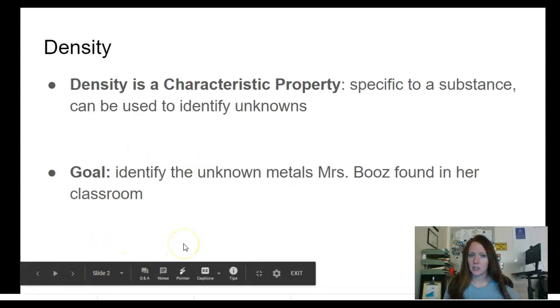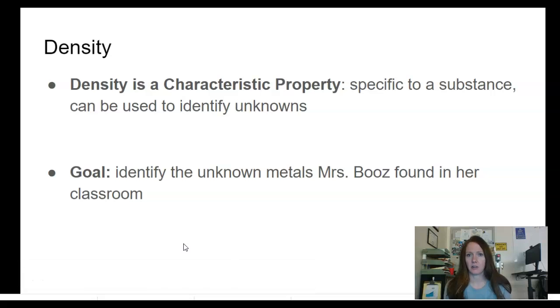Okay, so just a reminder, density is a characteristic property of matter, which means it's specific to a substance. It's kind of like our DNA, and so therefore it can be used to identify unknowns. So your goal is to identify the unknown metals that I found in my classroom.